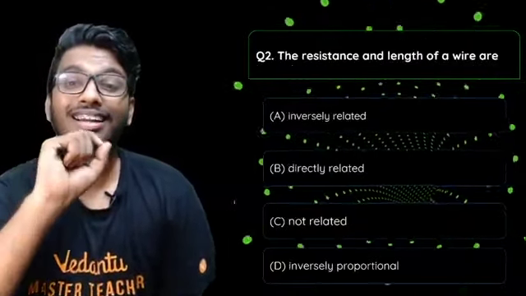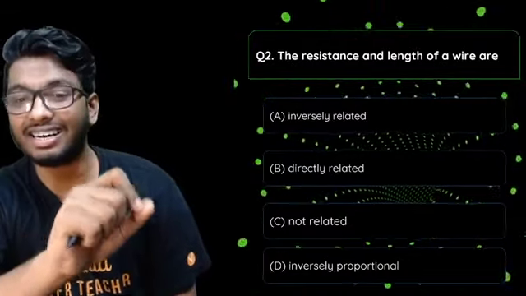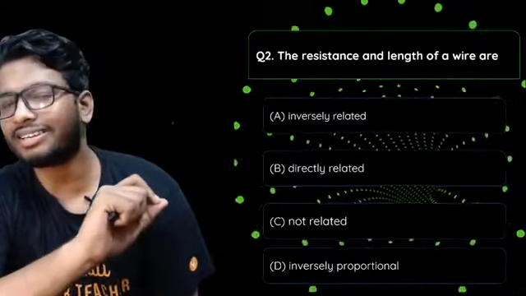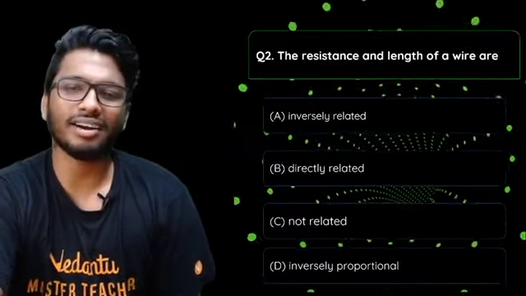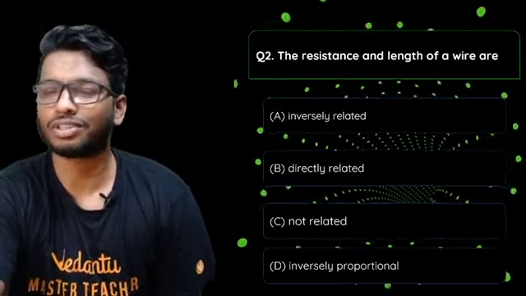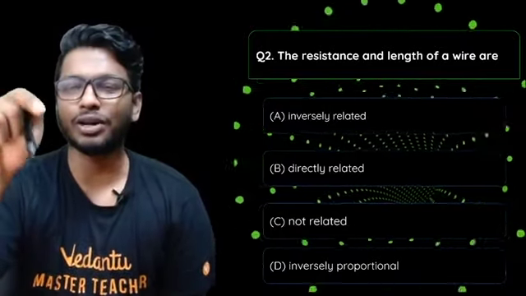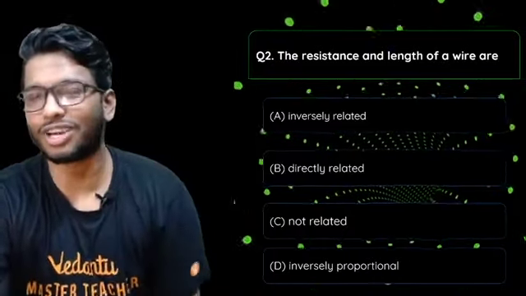Here we go. The resistance and the length of the wire are inversely related, directly related, not related at all, or inversely proportional. Direct answer. I want you guys to write down the answer, A, B, C, or D. Pause the video and write down the answer. I want all of you guys to do that, alright?